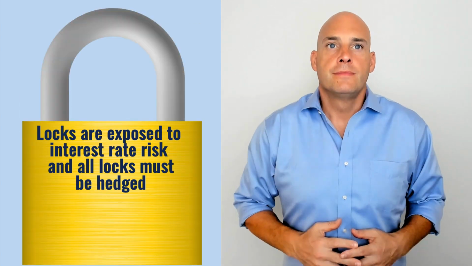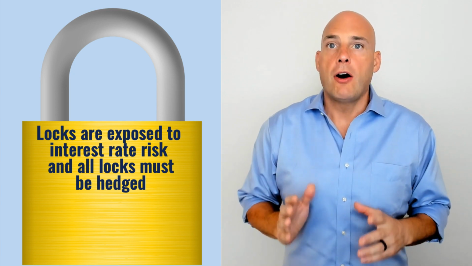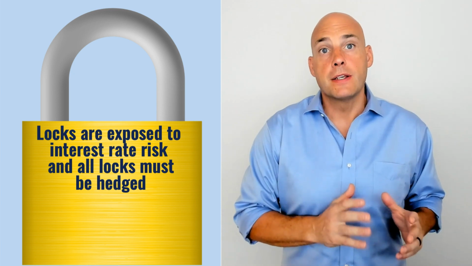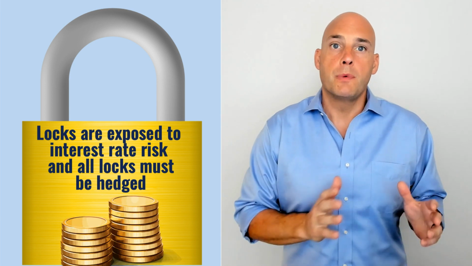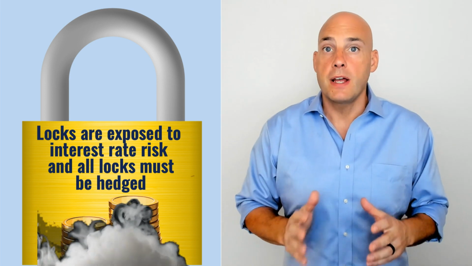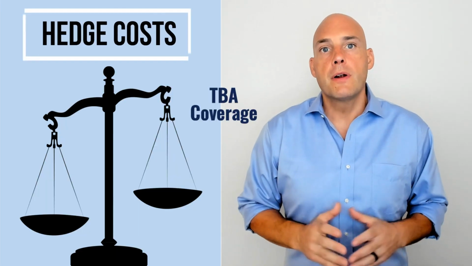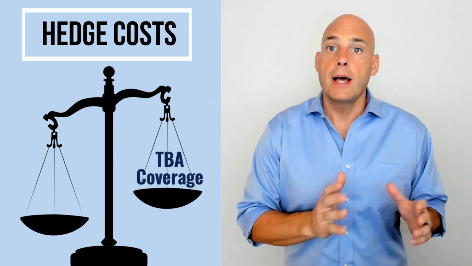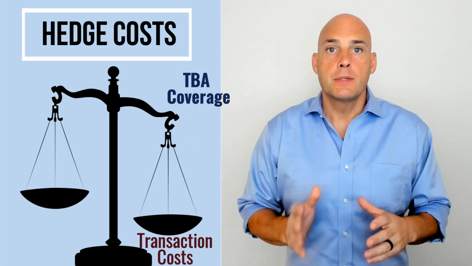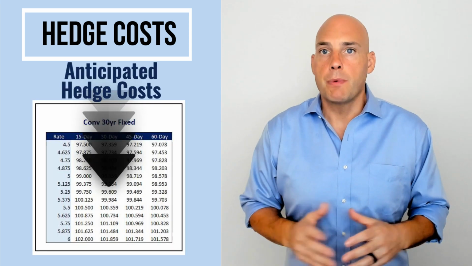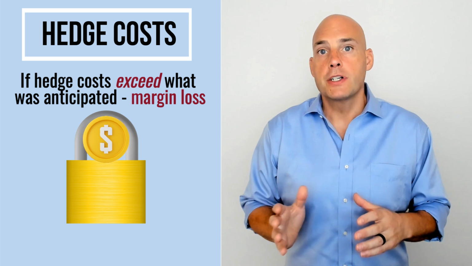All right, we've established that locks are exposed to interest rate risk and that all locks need to be hedged effectively against this risk to protect the company from losing money that could be put to much better use boosting the company and sales teams instead of being lost into the ether of the secondary market. Another important consideration is that every time coverage is applied or removed, there's an associated cost for that transaction. Anticipated hedge costs are usually built into the rate sheet pricing, but if hedge costs exceed what is expected, it can be a form of margin loss on locks.